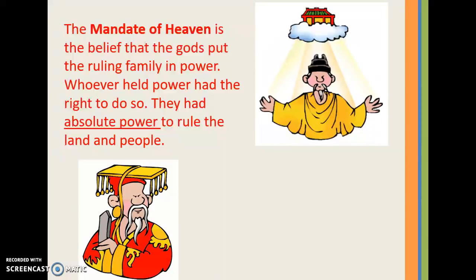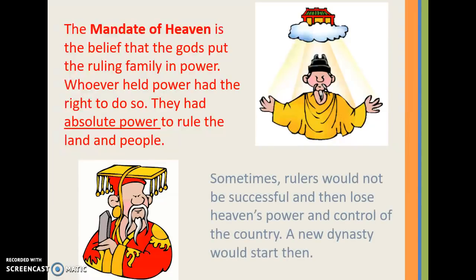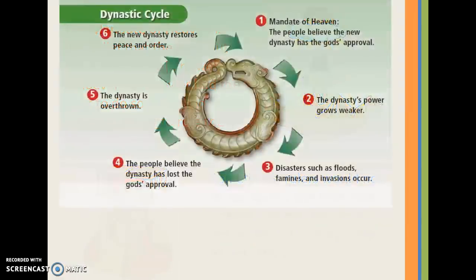Because if you believe in the mandate of heaven, then you might say, well, I don't like what this ruler is doing. But if you say you don't like what that ruler is doing, that means you don't like what God is doing because God told us to put this person in power. So it's a way to control everybody. Sometimes the rulers would not be successful, lose the heavens' power, and therefore lose control of the country. And a new dynasty would start. So let's look at that.